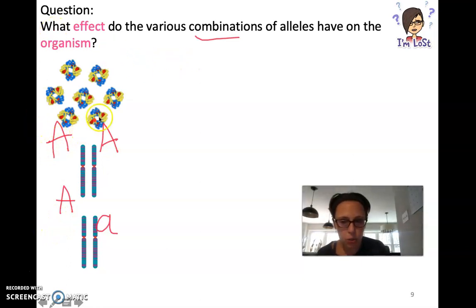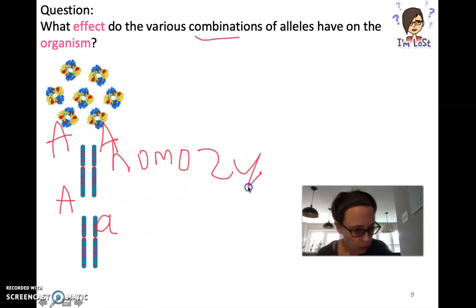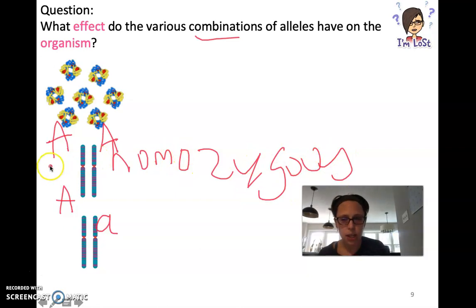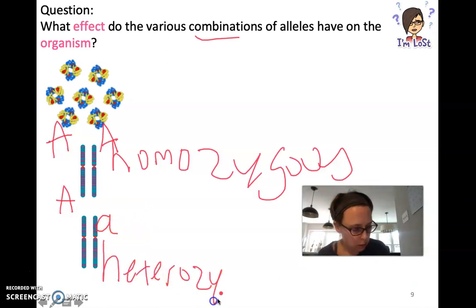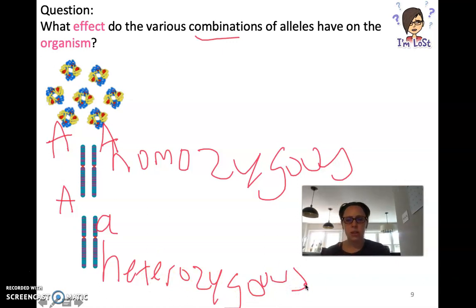So when a person has two alleles that are the same, big A and big A, they are called homozygous. Remember, homo means same. So what's the same? Their two alleles are the same. Zygos, think of like zygote. They have two alleles that are the same. Big A and little a, those are different. The word for different in Latin is hetero. So we call this person heterozygous. So we would say that since this person has two of the same alleles, they're homozygous, and because this person has two different alleles, they are heterozygous.